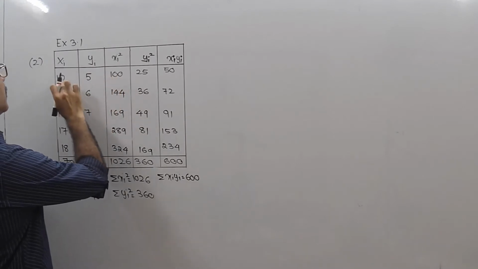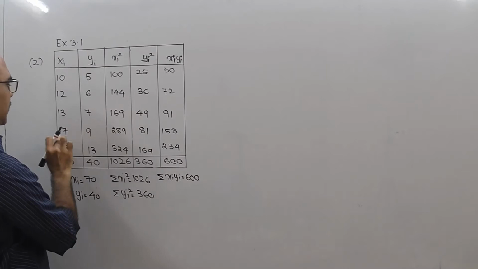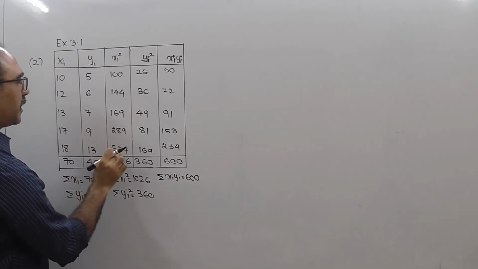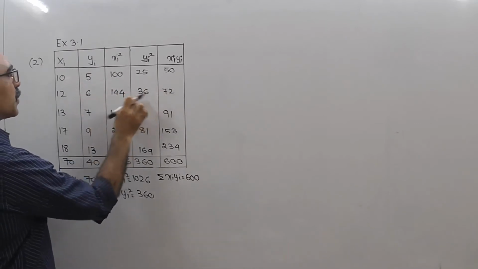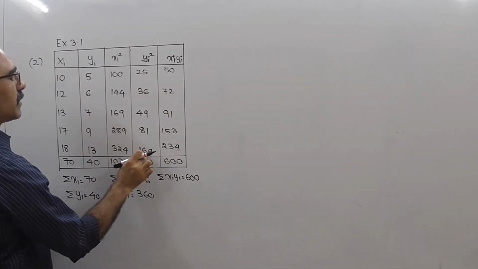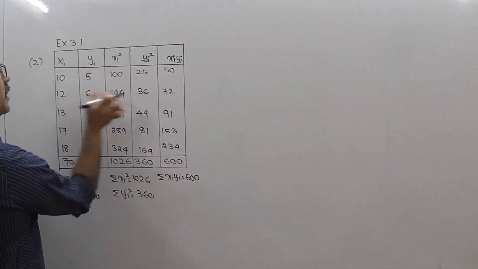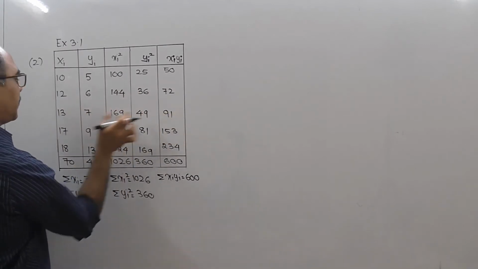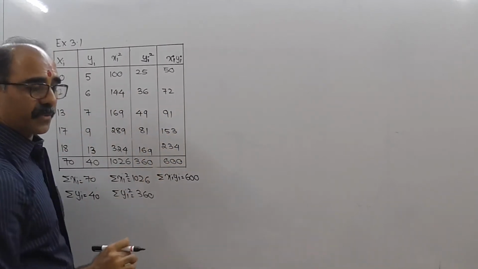Xi square: 10 squared is 100, 12 squared is 144, 13 squared is 169, 17 squared is 289, 18 squared is 324. Y square: 5 squared is 25, 6 squared 36, 7 squared 49, 9 squared 81, 13 squared 169. Xi yi: 10 into 5 is 50, 12 into 6 is 72, 13 into 7 is 91, 17 into 9 is 153, 18 into 13 is 234.